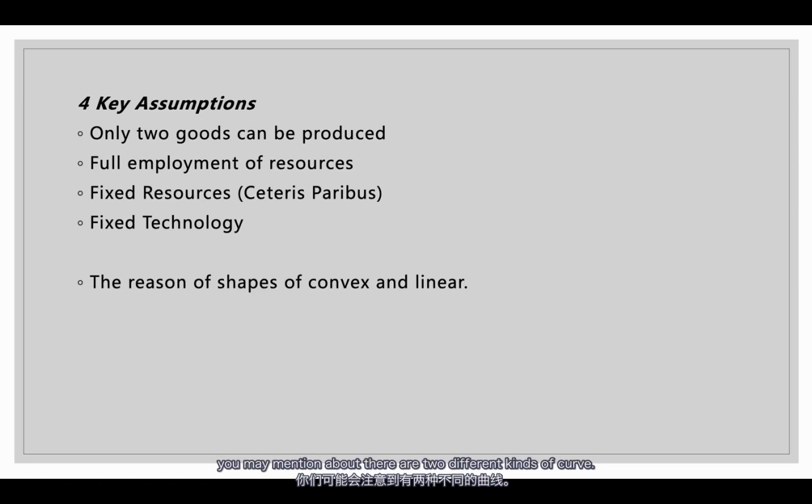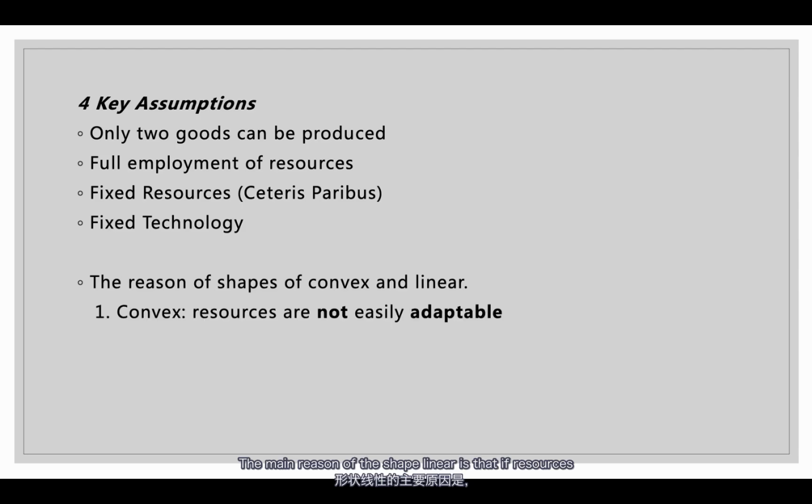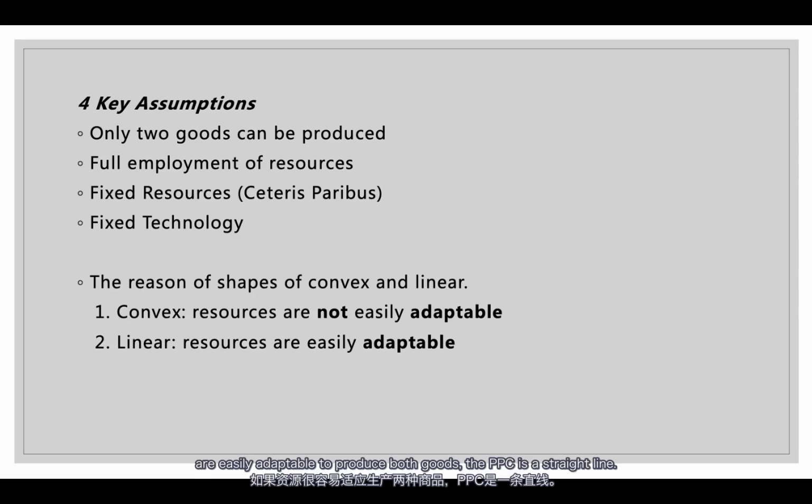You may notice there are 2 different kinds of curve. There are convex and linear. And now, what is the difference between them? How can we know which graph we're going to draw when we are given tasks? Well, for convex, we use the law of increasing opportunity cost, which states that as you produce more of any good, the opportunity cost increases. The main reason for the convex shape is that if resources are not easily adaptable to produce both goods, the PPC is concave to the origin. The main reason for the linear shape is that if resources are easily adaptable to produce both goods, then the PPC is a straight line.